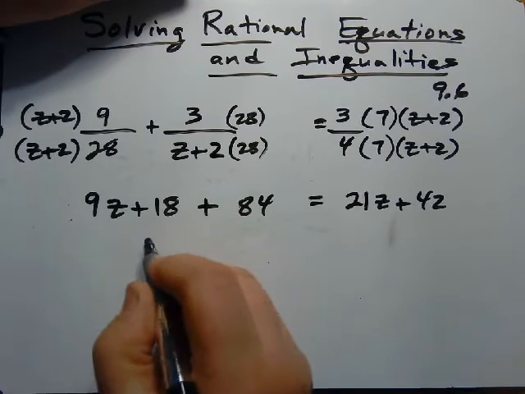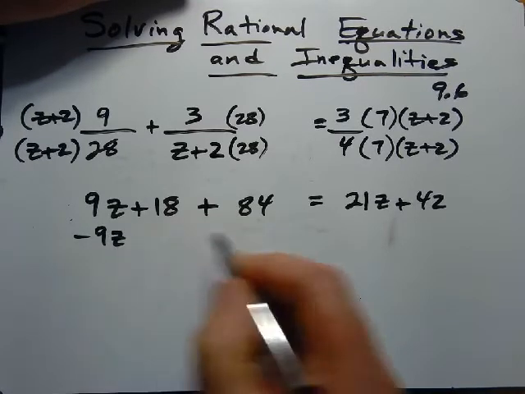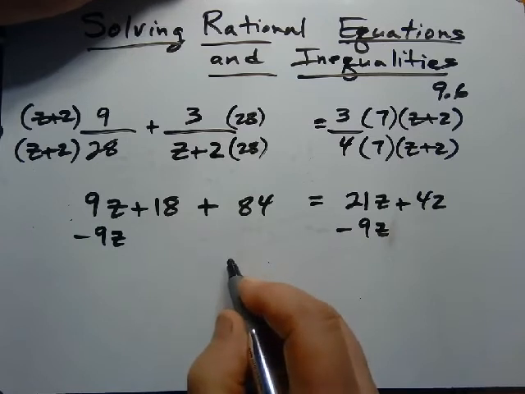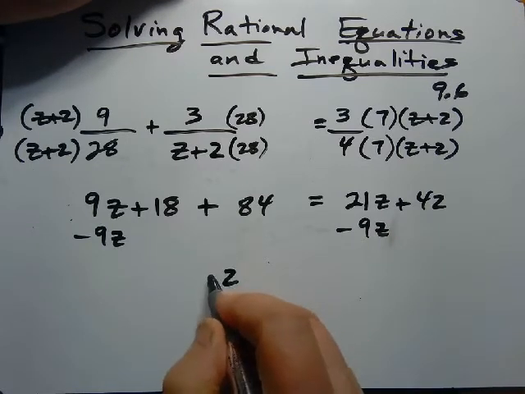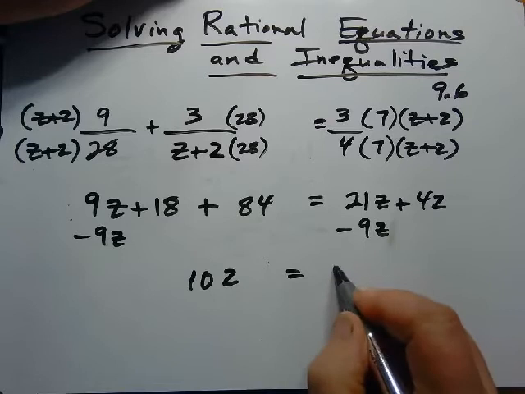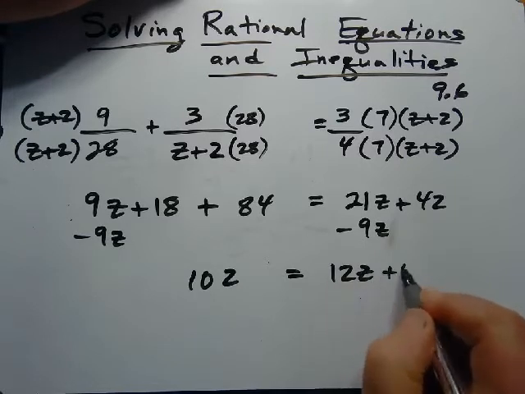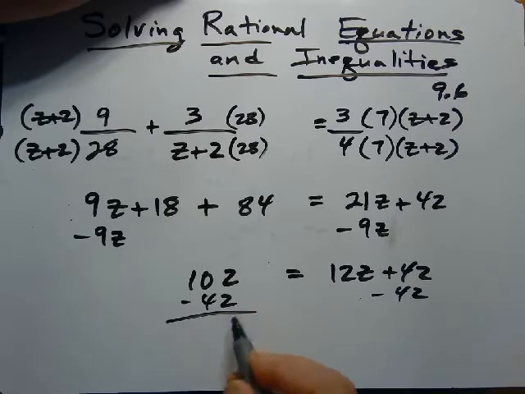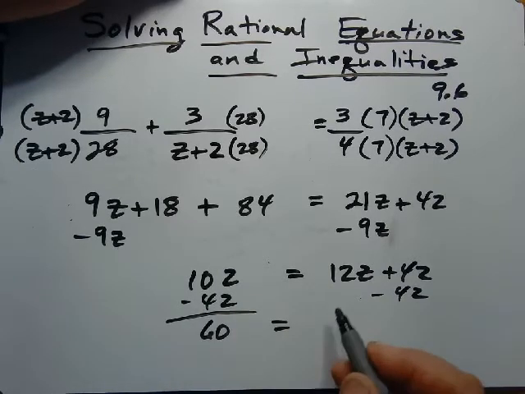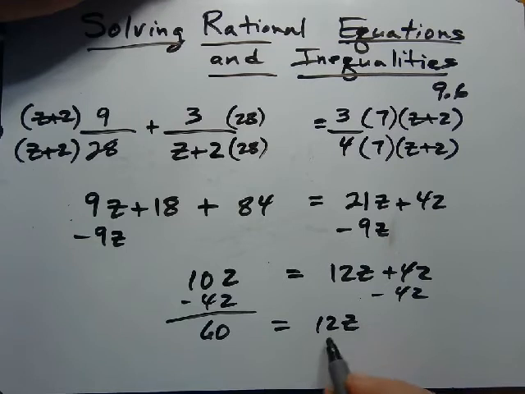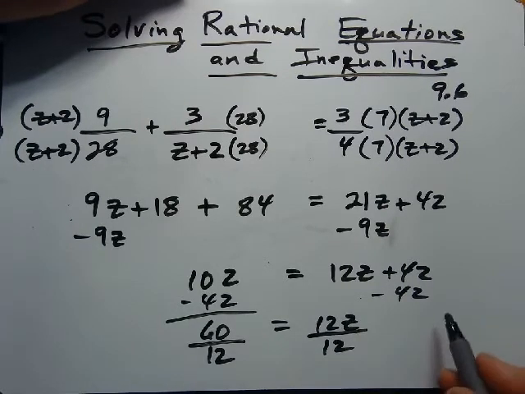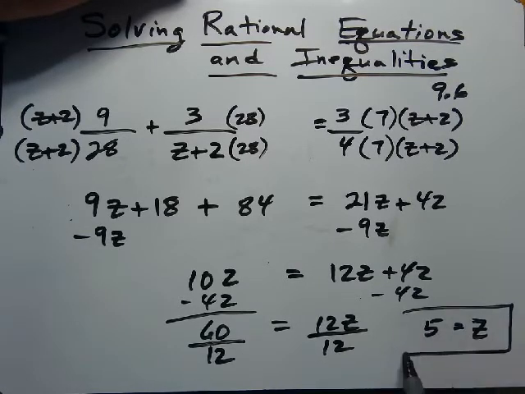I'm just going to solve it the way I normally would, subtracting 9z from both sides. This here is 102, and this is 12z plus 42, subtracting 42 from both sides. We get 60 equals 12z, and then divide by 12, and I'm out of room here, but z is equal to 5. Now there's my answer.